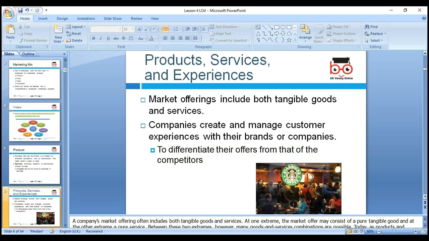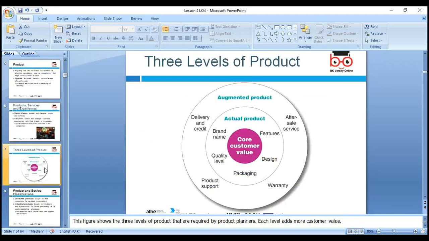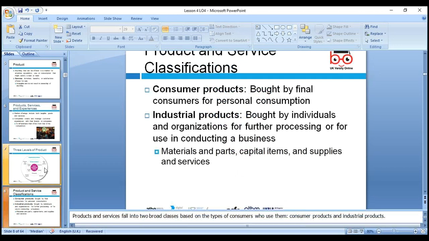Companies differentiate their offers from those of competitors; the Starbucks cafe is an example here as well. Okay, next, the three levels of product: augmented product. We can look at the actual product, after sales service, warranties, product support and delivery. We can look at the brand name, quality, packaging, and core customer value. These create the core customer values, and we need to be focused on these.